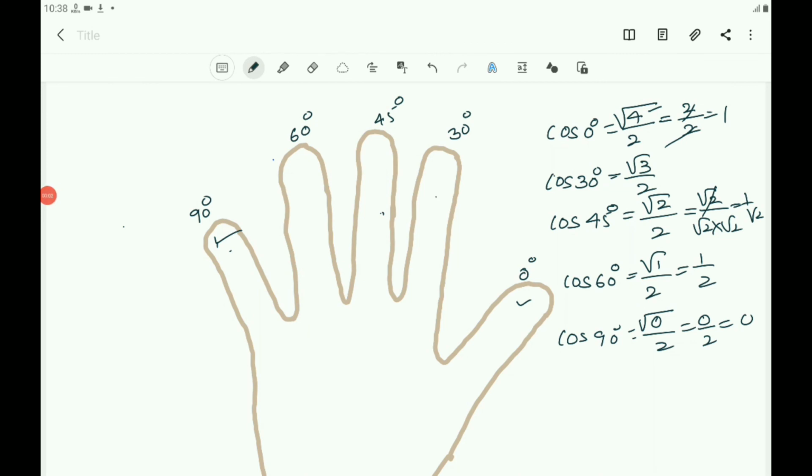Once you got sine ratios and cos ratios, you can get the tan ratios and cosec ratios, secant ratios, cot ratios. So by using this trick, you find the values of the cos ratios and sine ratios, and by using that cos ratio and sine ratio, find the tan ratio and other ratios.